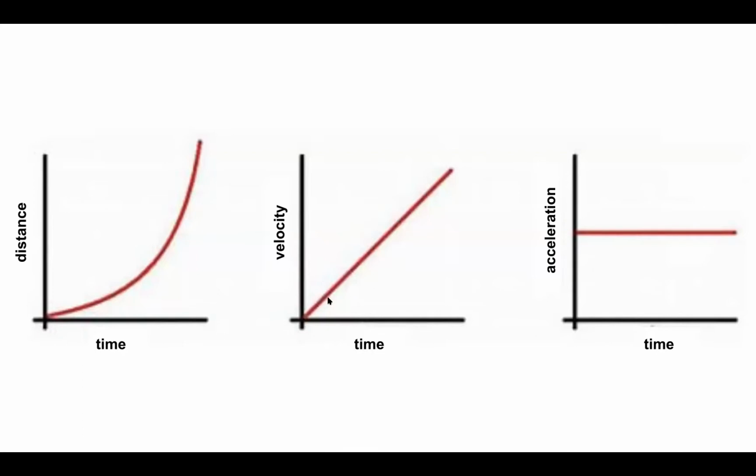Its velocity increases linearly, so it's constantly increasing in velocity as it goes down that ramp, and the acceleration stays constant. It's constantly accelerating, but not speeding up or slowing down. The acceleration is not increasing or decreasing. It just stays constant as a ball moves down the ramp. So that helped me kind of figure out how to set up my experiment here.